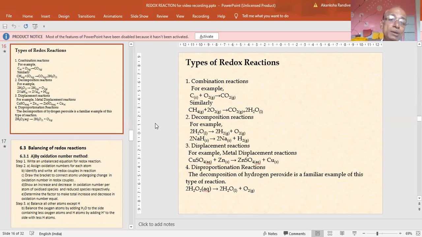So carbon in a solid state, when it reacts with oxygen in a gaseous state, produces carbon dioxide.